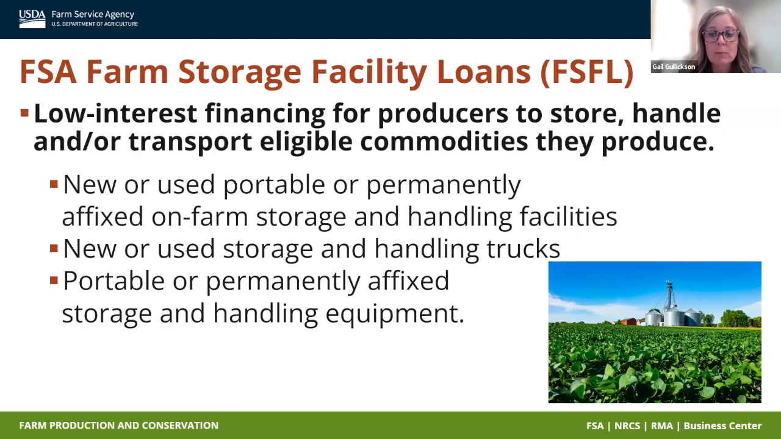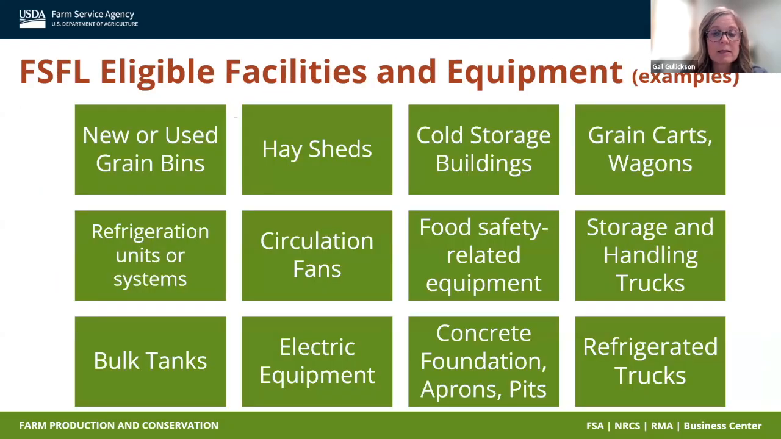Loans can be used to build or upgrade permanent and portable storage facilities and equipment. Eligible commodities include grains, rye, hay, hemp, honey, fruits and vegetables, floriculture, milk, cheese, eggs, and meat and poultry, like unprocessed meat and poultry. I've got some examples here on the screen. Eligible facility types include grain bins, hay barns, bulk tanks, and facilities for cold storage. Drying and handling storage equipment is also eligible, including storage and handling trucks. So for example, a refrigerated truck to haul your vegetables to the farmer's market or to a local grocery store. We've done those before.